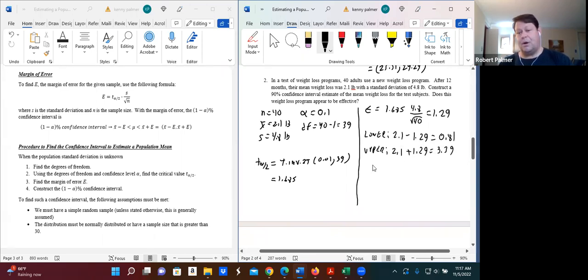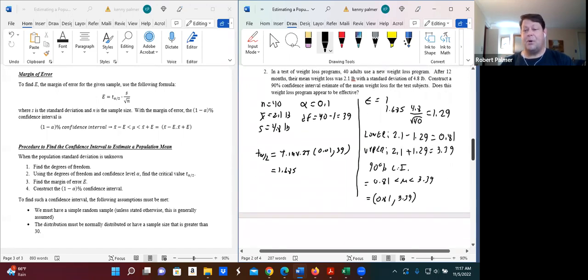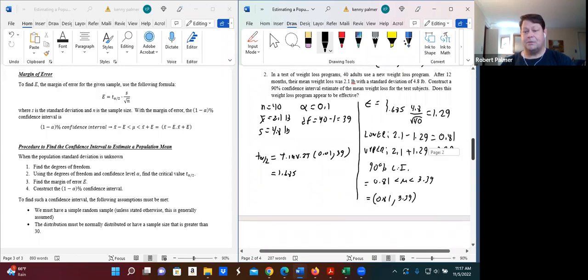So our 90% confidence interval is going to be 0.81. So we have 90% confidence the true mean is within 0.81 to 3.39. Or we can also write it in interval notation as 0.81 to 3.39. Now, the last part is simply to ask, what do we think this means?